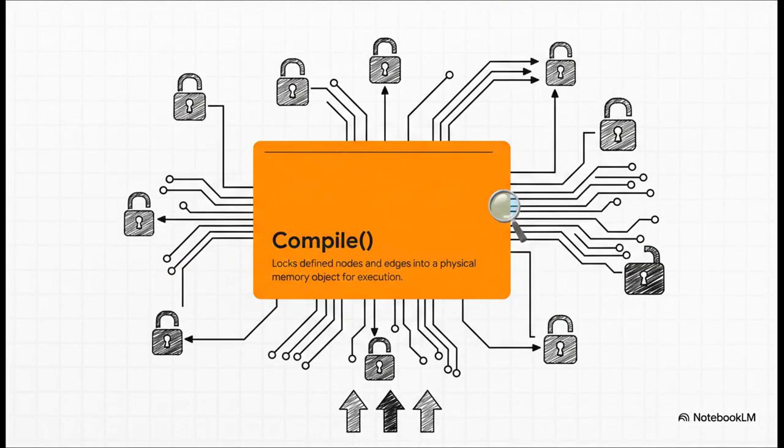Step 4 is compilation. By calling the compile method, LangGraph takes your custom blueprint, runs a quick sanity check for structural errors, and locks it into an executable object in memory. This is such a crucial step because it turns your loose definitions into a highly optimized, ready-to-run powerhouse that won't just randomly break on you during runtime.